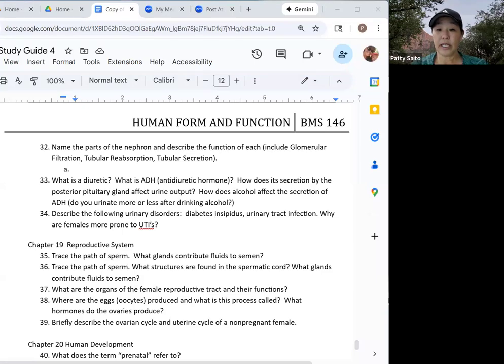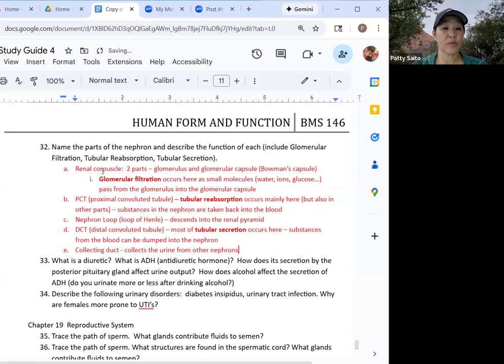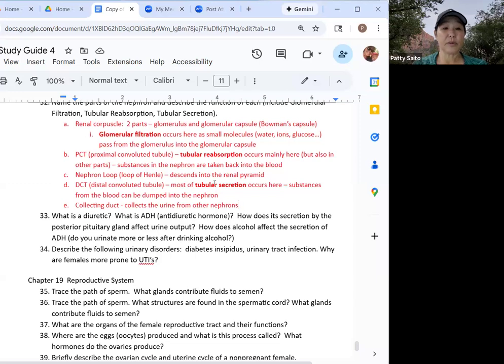Let's answer the question: the parts of the nephron and their functions. The renal corpuscle, where glomerular filtration takes place. Proximal convoluted tubule, where tubular reabsorption takes place. Nephron loop, distal convoluted tubule, where tubular secretion occurs. Now, there's tubular reabsorption and tubular secretion occurring all along the nephron, but the majority of these processes occur in those areas.